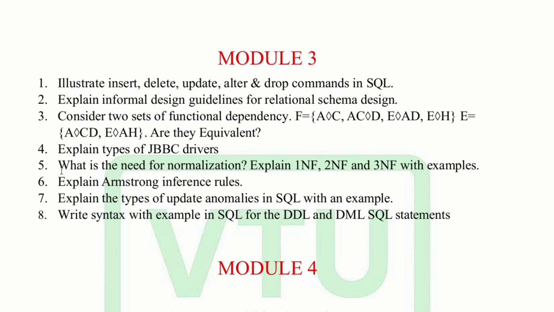Fifth question: What is the need for normalization? Explain first normal form, second normal form, and third normal form with example. Sixth question: Explain Armstrong's inference rules. Seventh question: Explain the types of update anomalies in SQL with example.